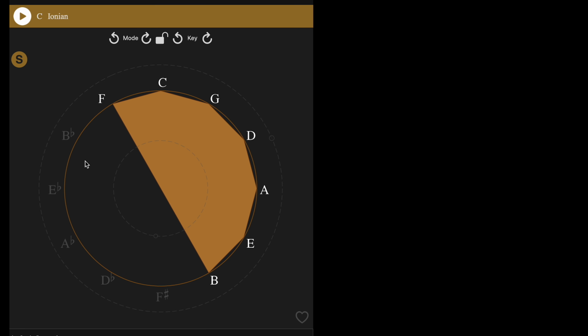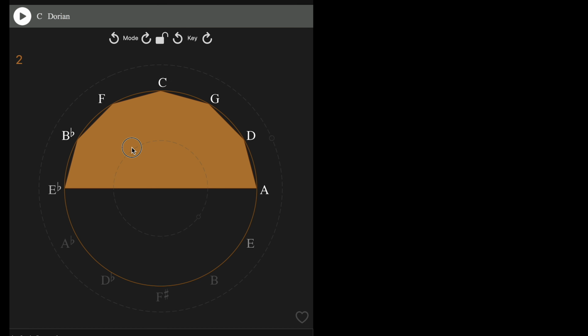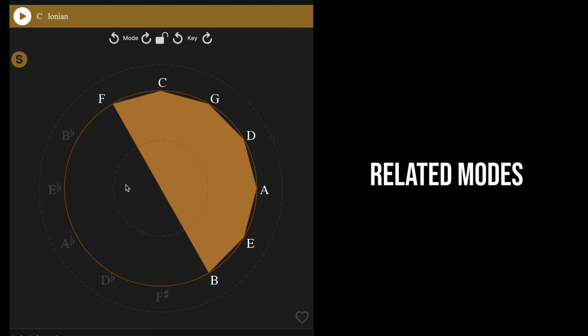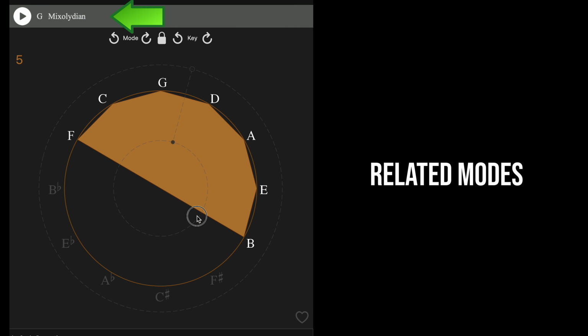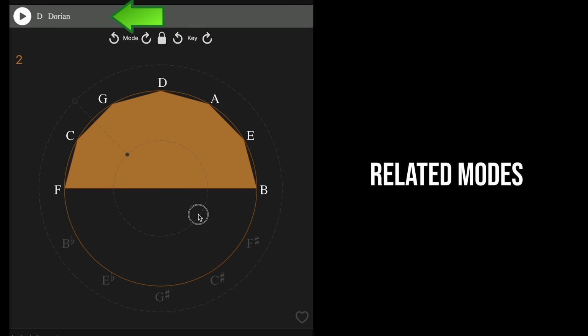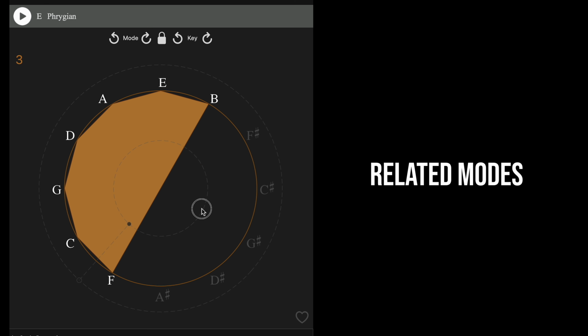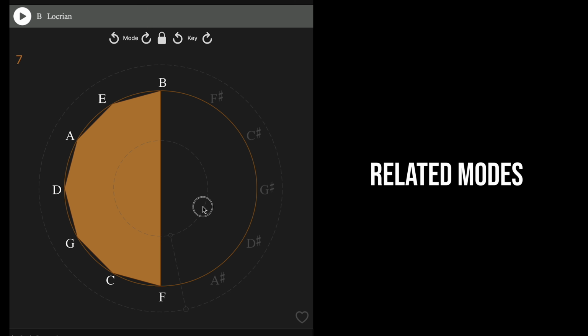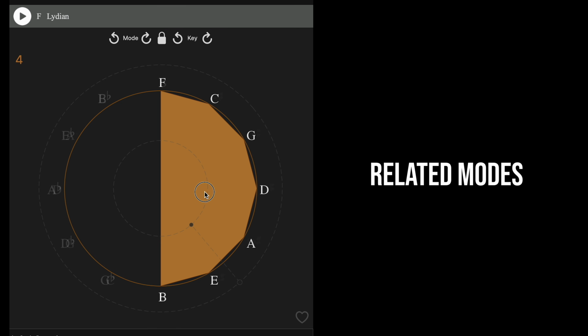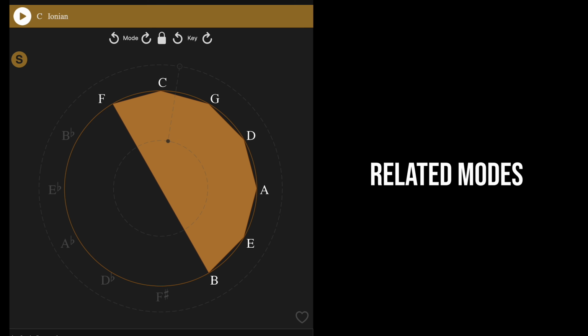If we do change the graph's position within the circle, we get all of the modes of that scale. By locking the note grouping to the graph, we get all the modes of a specific key. So, C Ionian turns into G Mixolydian, D Dorian, A Aeolian, E Phrygian, B Locrian, and then the graph flips completely. This flip occurs because there are no notes in the graph between B and F, and we get F Lydian. One more turn, and we're back in C Ionian.